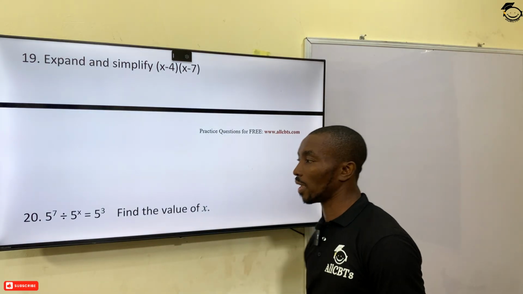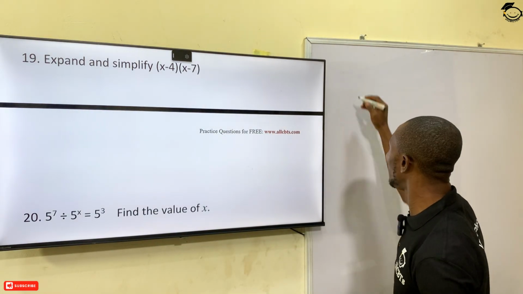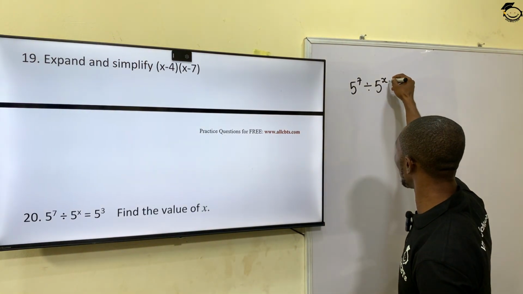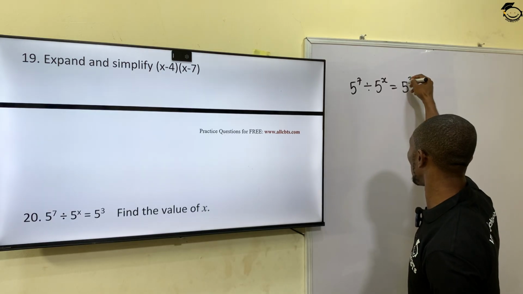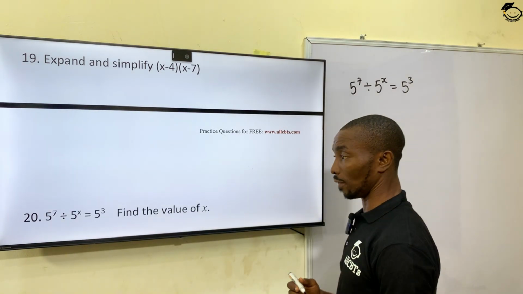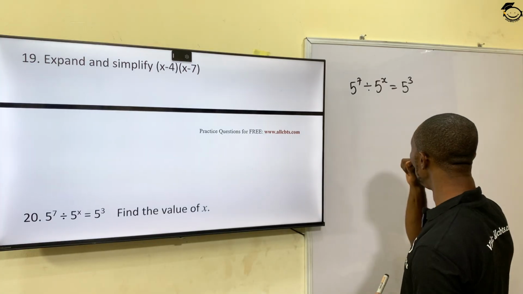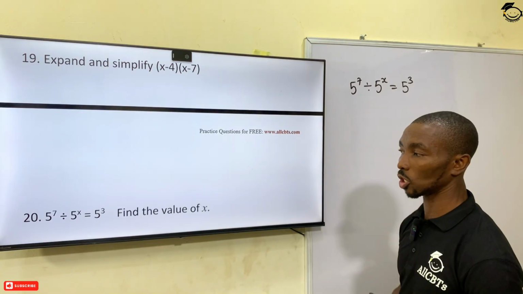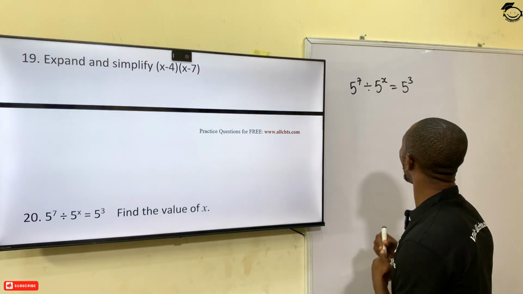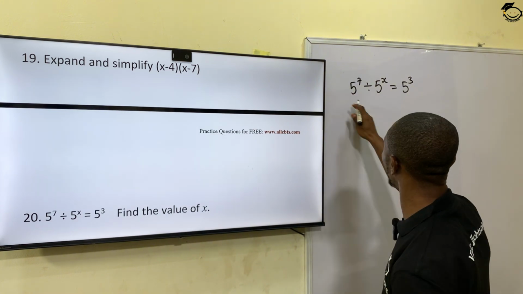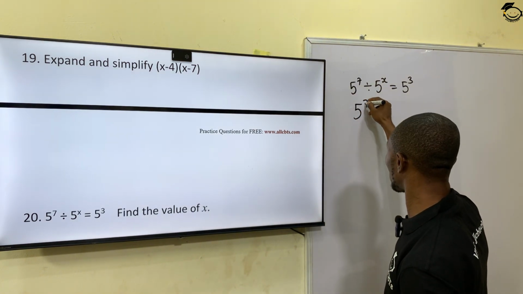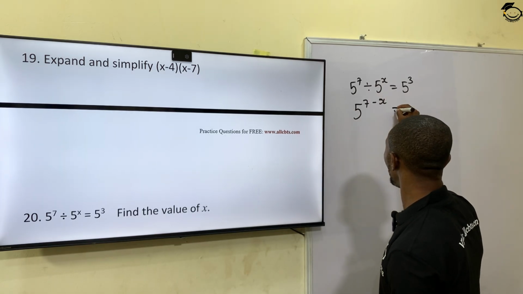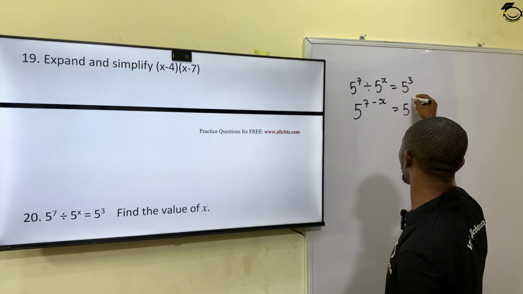So our next question, it says, find the value of x in 5 raised to power 7 divided by 5 raised to power x equals 5 raised to power 3. Now, in our law of indices, we can equate all these bases. Our division becomes subtraction, and our multiplication becomes addition. So we can rewrite this to be 5 raised to power 7 minus x, since all are in same base of 5, equals 5 raised to power 3.